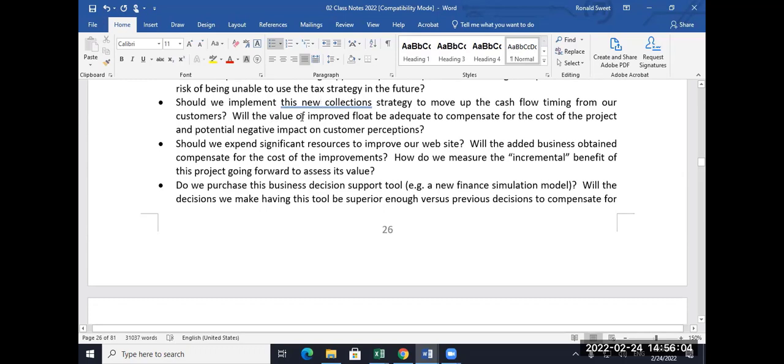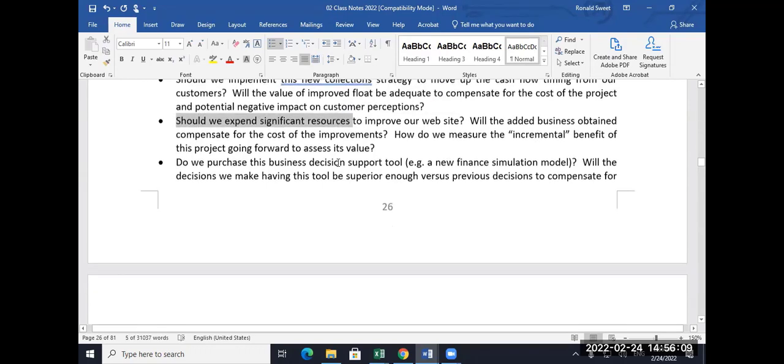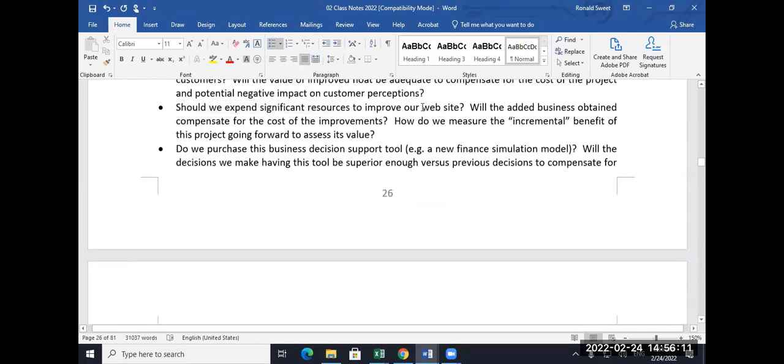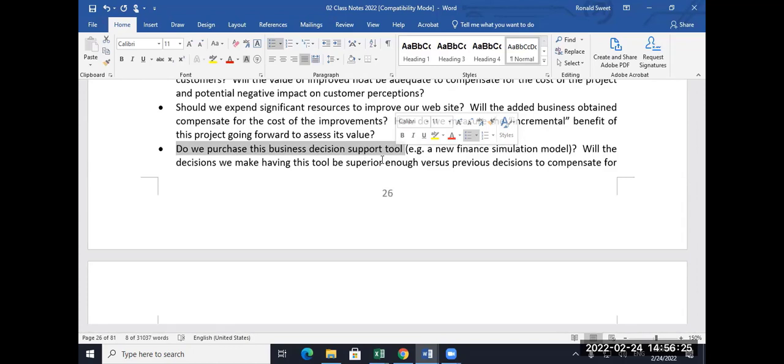New collection strategy, can we get our money faster? Expand significant resources on a new website. Business decision support tools. I did one of those, it was $300,000, and they asked me, well, what's the benefit side? And I said, well, the benefit is we'll make better decisions. I said, well, how much is that worth? Well, that depends on what decisions we make. Like, well, we need a number. It ended up saving us like $3 billion in 2008 alone. So it kind of paid for itself, right? You pay 300,000, you get 3 billion, that's kind of nice.